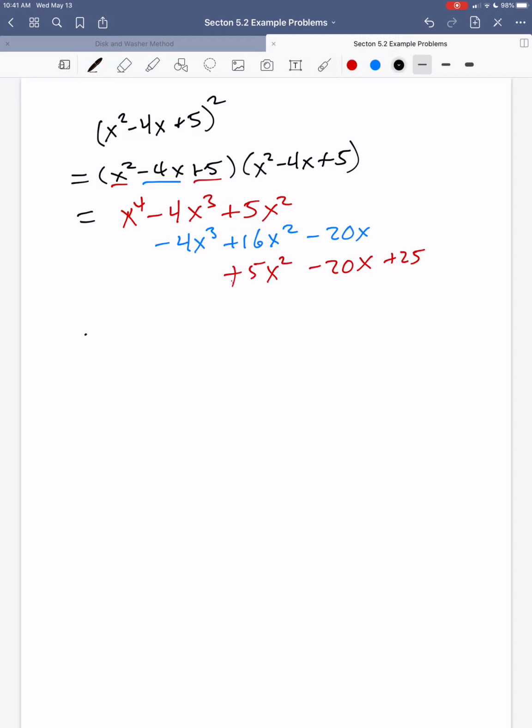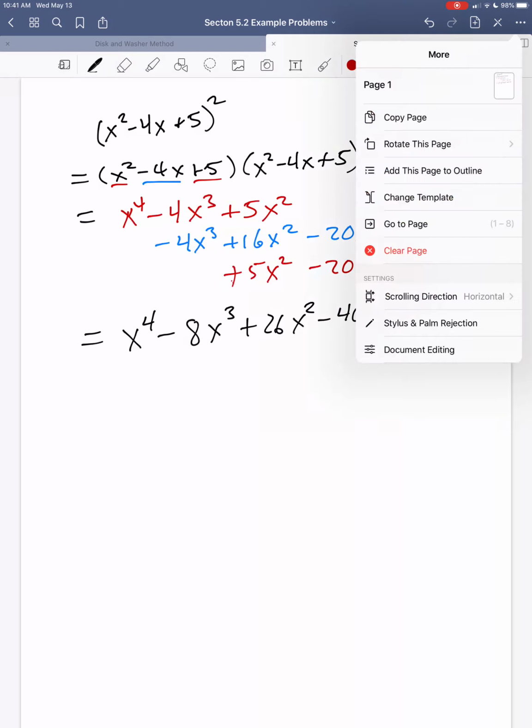So when I put this all together, I get x to the fourth minus 8x to the third plus 26x squared minus 40x plus 25. So again, I'm going to need that in the middle of this problem, and I just don't want to take up the space on that problem itself. So make note of that. We're going to use that in a place in this actual problem.